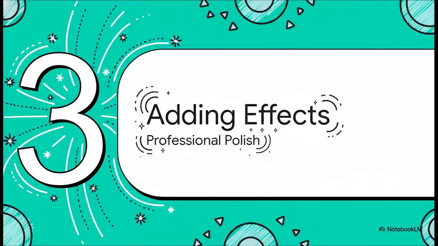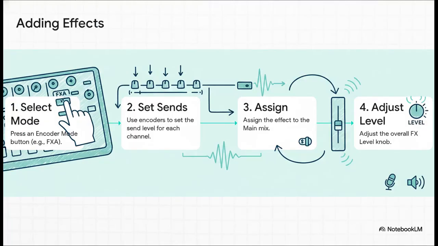You know, a good mix is balanced, but a great mix has depth and dimension. And that's where effects come into play. This is the polish, the final touch. We're talking about adding reverb and delay to create a sense of space and make everything sound, well, professional. And adding an effect like reverb is super easy. Just 4 quick steps.